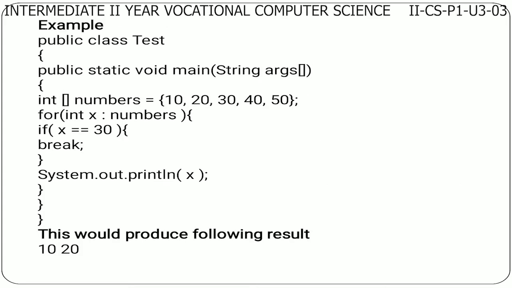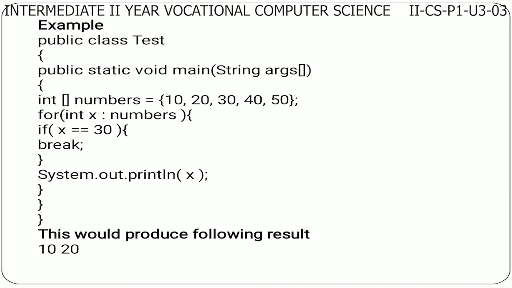Here I am explaining a small example for representation of a break statement. Example: public class Test. I'm taking a class Test, opening the class. Within the class, I'm writing the main function, that is public static void main String args, opening the main. Within the main, I am declaring an array, that is int brackets numbers equal to, this array stores 10, 20, 30, 40, 50 elements in it. This is the way we declare the array.